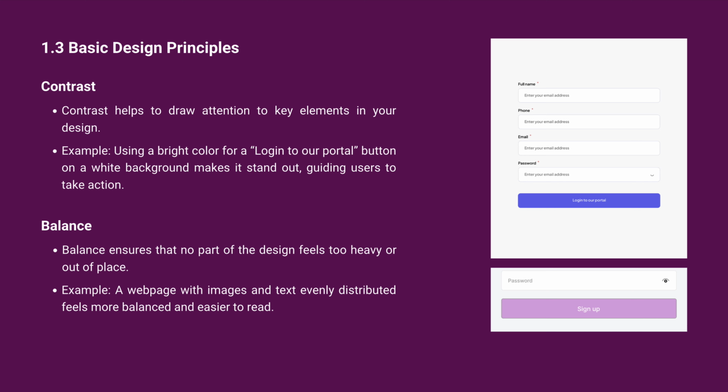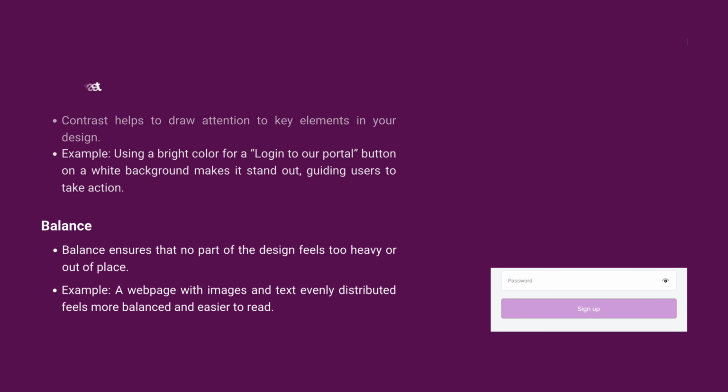The next principle is balance. This ensures that no part of the design feels too heavy or out of place. An example is a web page with images and text that are evenly distributed. This makes the web page feel more balanced and easier to read. If we're creating a design, we make sure that we don't have too many images or too much text on it. Everything should feel balanced.